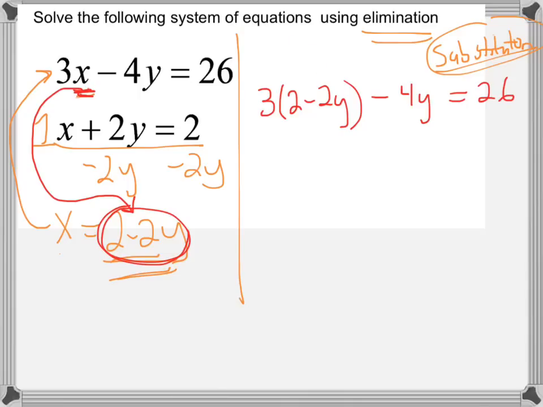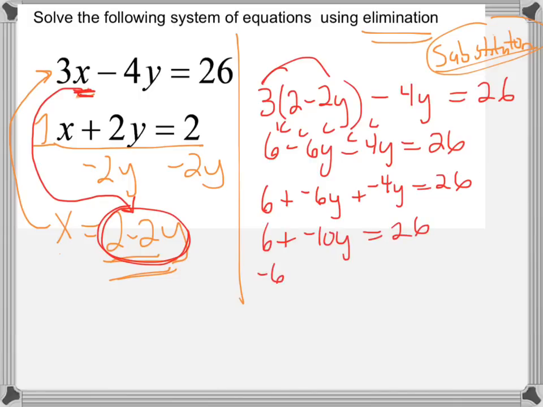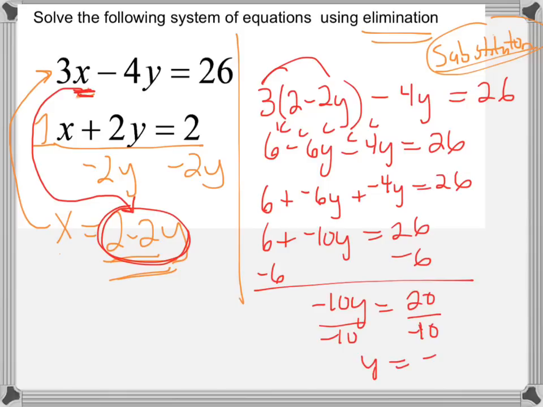Now what I have is this equation here, one equation with one unknown, so it's very easy for me to solve for y. So let's just go ahead and multiply this through. Okay, let's use keep, change, change. 6 plus negative 6y plus negative 4y is equal to 26. Okay, so 6 plus negative 10y is equal to 26. Subtract 6 on both sides, negative 10y is equal to 20. Divide by negative 10, so y is equal to negative 2.